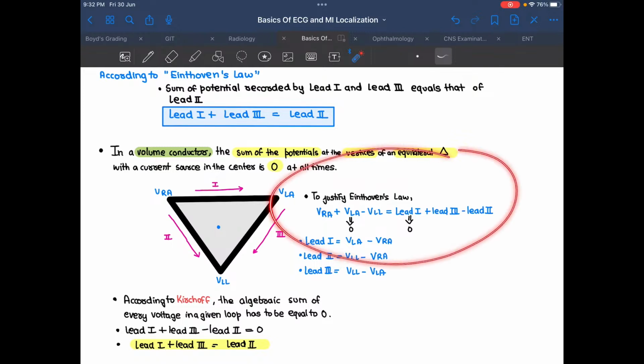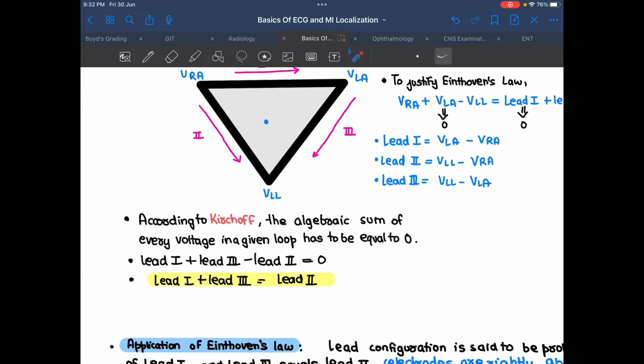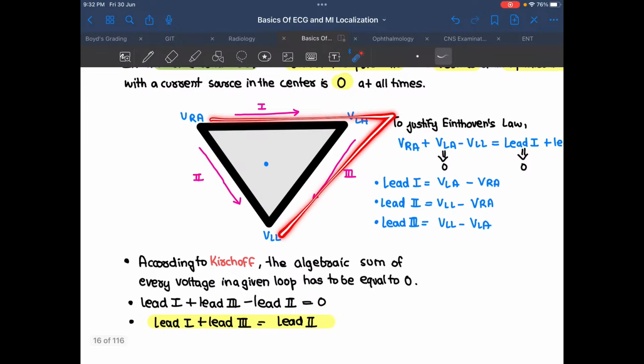So you can just see how I have actually derived this equation. You can come to the simple fact that your lead 1 plus lead 3 is equal to your lead 2. And even if you look at Kirchhoff's law as well, we studied Kirchhoff's in 11th and 12th physics. According to Kirchhoff, the algebraic sum of every voltage in a given loop has to be 0. So it's like this: if there is lead 1 and lead 3, minus your lead 2 because it's in the opposite direction. Okay? Or I can say lead 1 plus lead 3 plus minus of lead 2 is going to be 0.